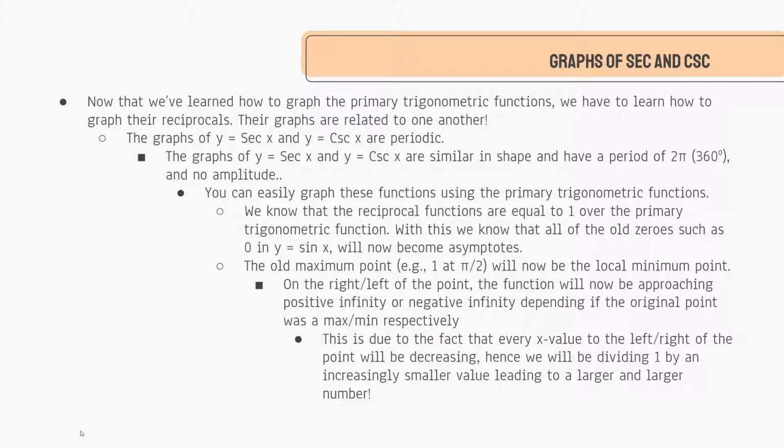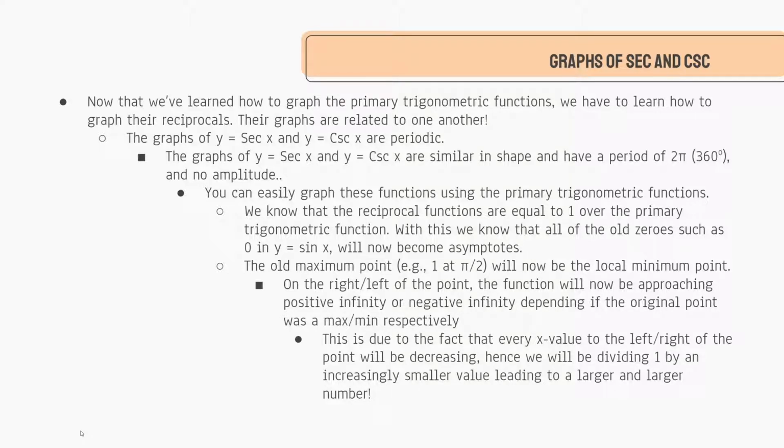On the right and left of the point, let's for example select the point 1 at pi over 2 for the graph of sine of x, right? At this point, we could now go to the left and or right. If we were to go to the left of the function, we are actually going to be approaching positive infinity or negative infinity, depending if the original point was a maximum or minimum, respectively. Okay, that might sound a little bit confusing still.